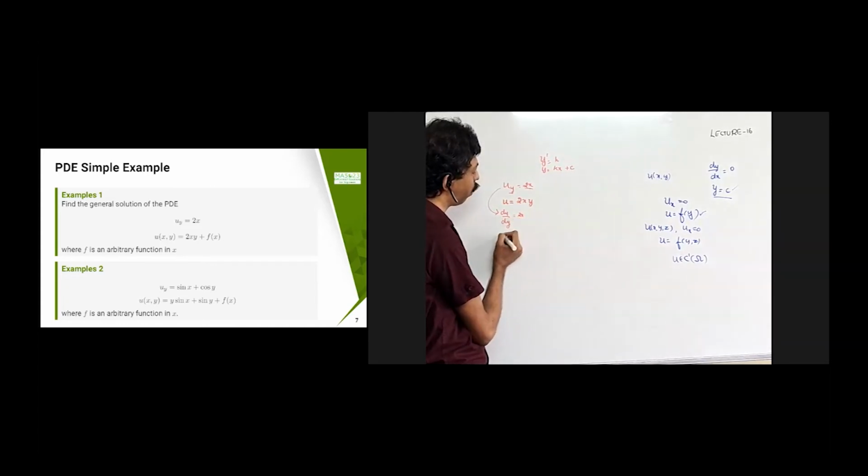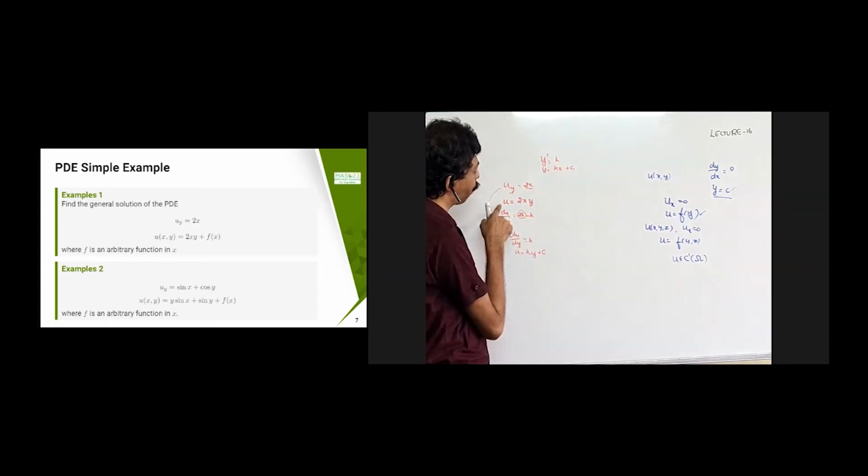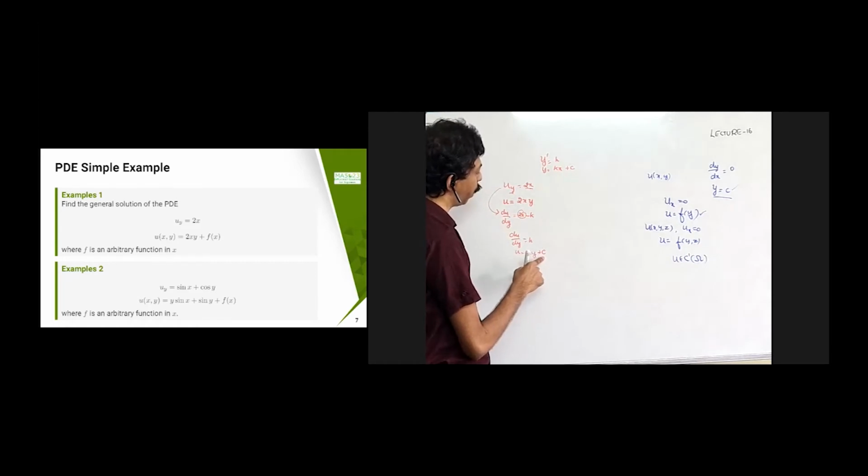Since there is no x or y involved over here, I can take it as k. So therefore du by dy is equal to k. In that case, u is equal to k y. Integrating with respect to y, plus some constant, let's say c, is going to come. In the case of an ordinary differential equation, it is going to become c.